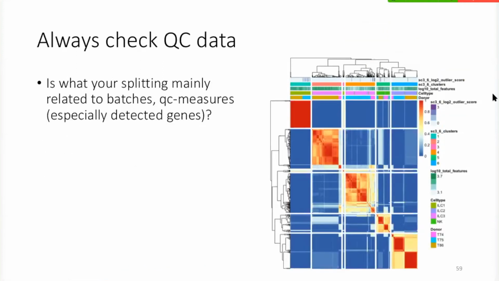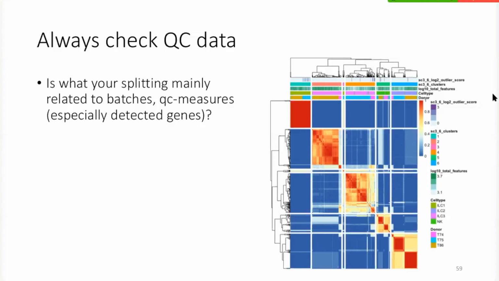Always check your QC data, as was mentioned yesterday. What you don't want is that your clusters are defined only based on the technical variation in your data, that the clusters map to groups that have high gene counts or low gene counts, or high mitochondrial content and low mitochondrial content. That's something you don't want.